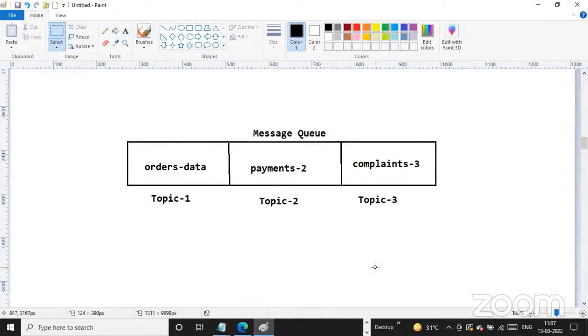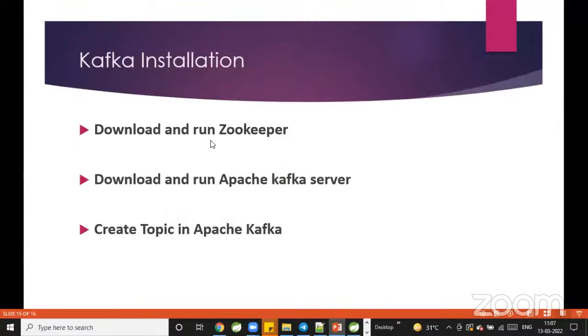Yes. So in the installation process, what we need to do? We need to download and run Zookeeper. We need to download and run the Kafka server. Then we need to create a topic in Apache Kafka. So can we start the installation process, guys? Very good. Yeah, fine. Let me show you.